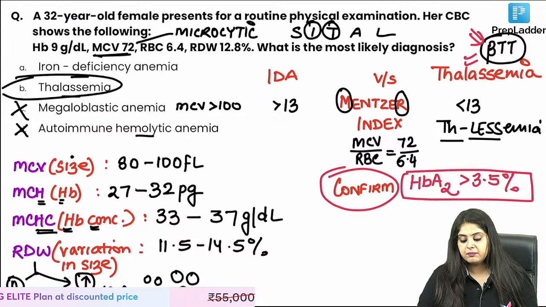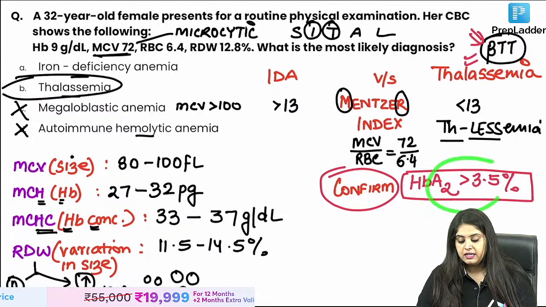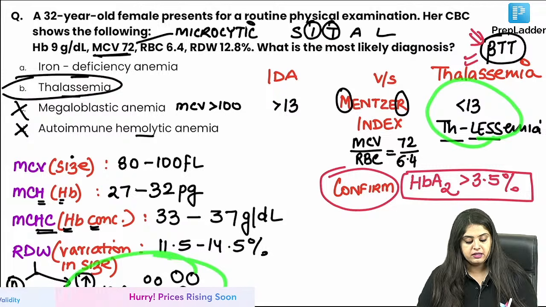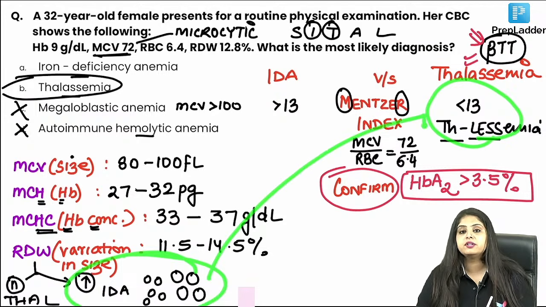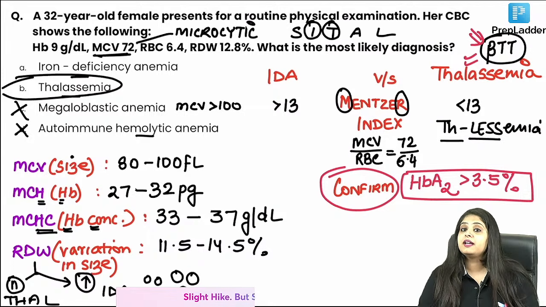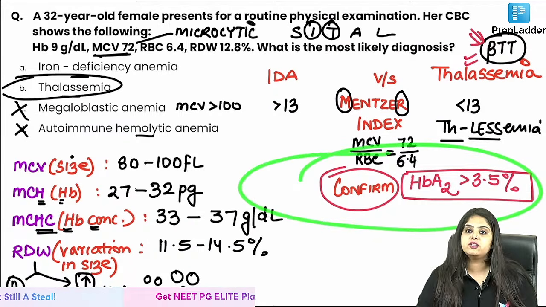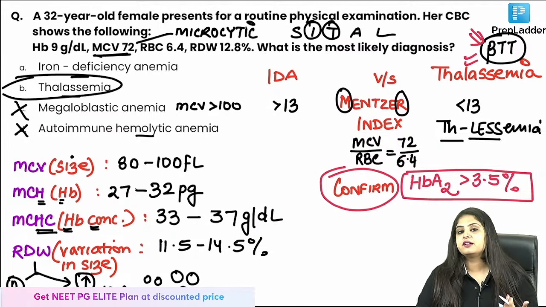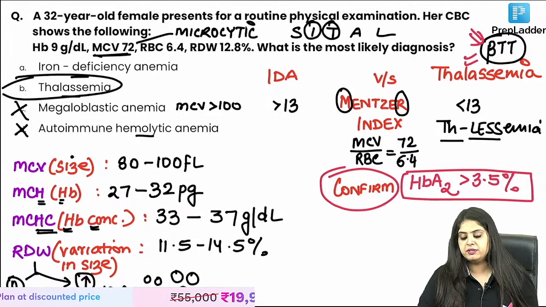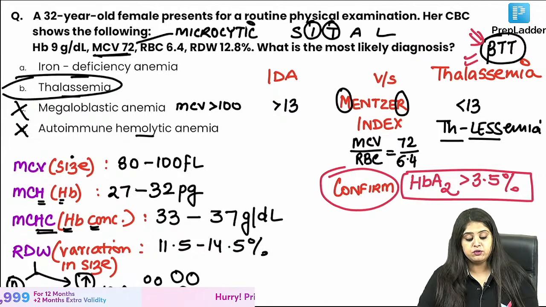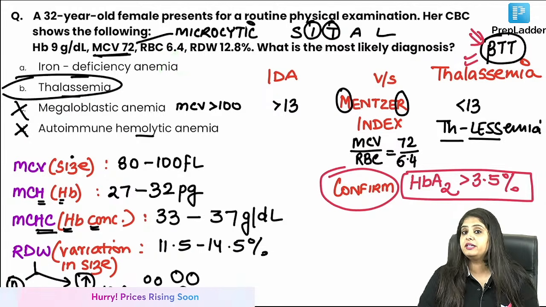Dr. Debaki is asking, in my Mentzer index less than 13, this is what you're saying, and RDW increased, can it be iron deficiency? See, we do encounter these kinds of situations. That is why I'm not calling any of these a confirmatory technique. Confirmatory will always be HbA2 level testing. So if you get stuck in any situation, you know you have to go for HbA2 either way. Now coming back, this was a case of thalassemia, guys. For everyone who marked iron deficiency, watch out, don't be biased.